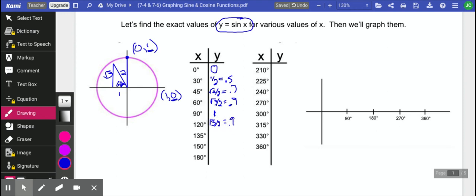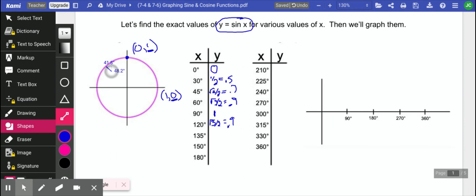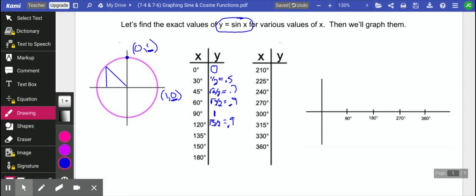which is 0.866 again. Then when we do a 135-degree angle, that's over here. Its reference angle is going to be 45 degrees. And we get 1, 1, root 2. So again, this is root 2 over 2, which is 0.7.